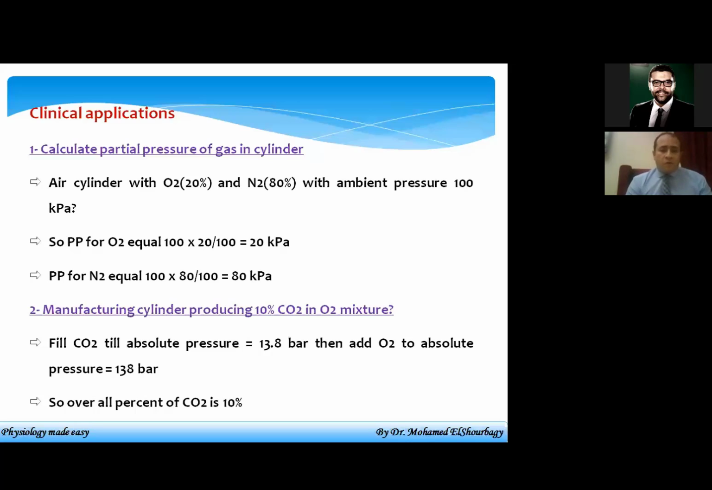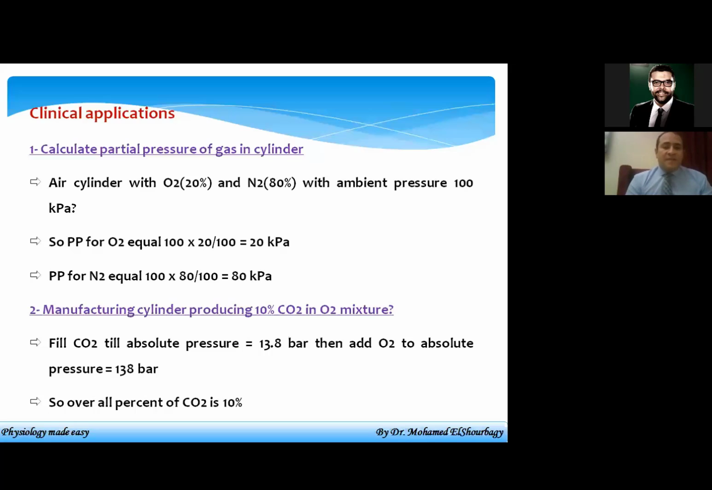Air cylinder with oxygen 20% and nitrogen 80% with ambient pressure 100 kilopascal. We will know the partial pressure of a gas by multiplying the total pressure by the gas percent. So partial pressure of oxygen equals 100 multiplied by 20%, equal 20 kilopascal, and partial pressure for nitrogen equals 100 multiplied by 80%, equal 80 kilopascal.